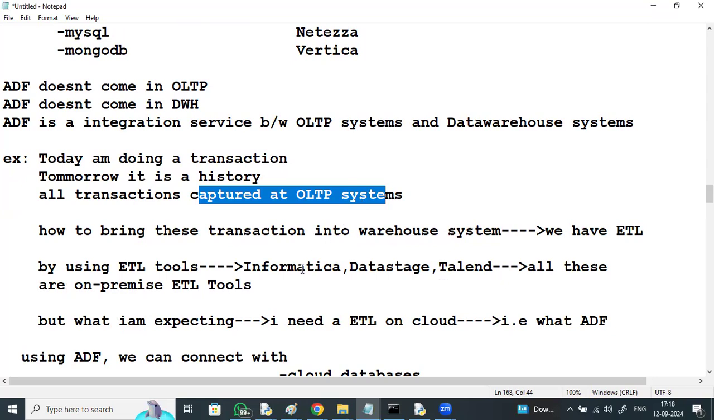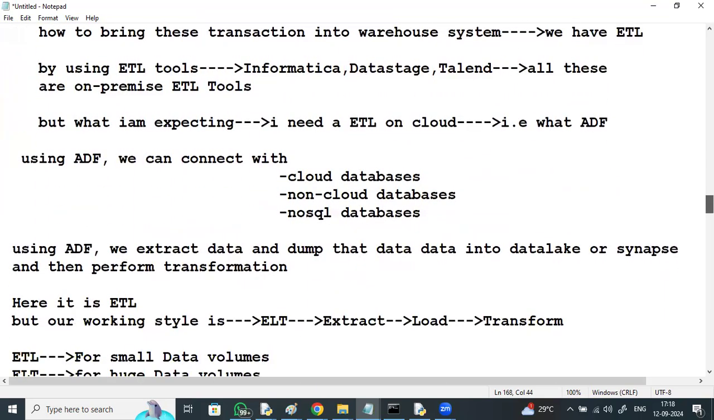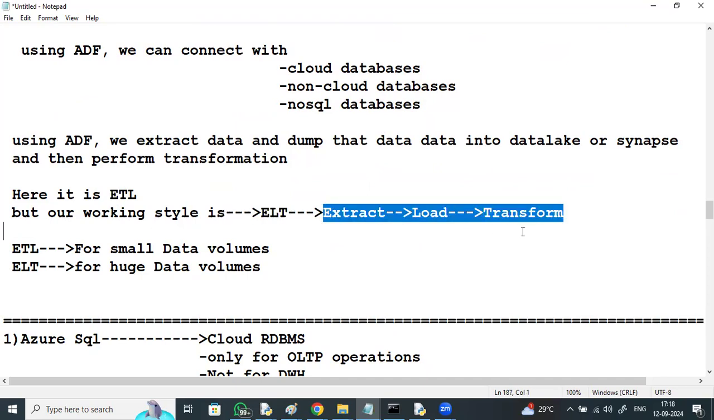Informatica, DataStage, and Talend are all on-premises ETL tools. But I'm expecting an ETL on the cloud. That is ADF. We can connect with cloud databases, non-cloud databases, and NoSQL databases. Using ADF, we can extract data and pump it into the data lake, then perform transformations. It is ETL, but our working style is ELT: extract, load, transform. ETL is for small data volumes, ELT for huge data volumes.